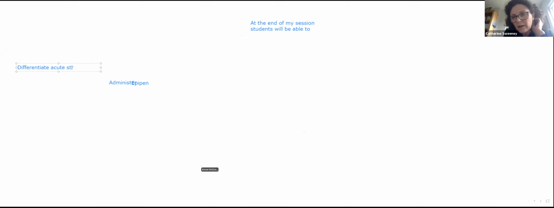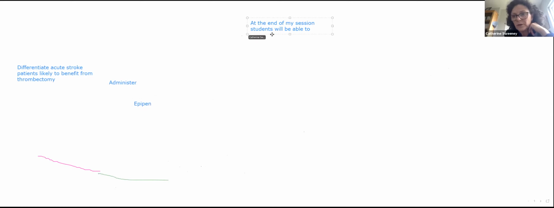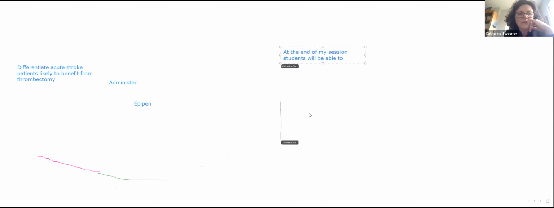I'm seeing administer EpiPen there, and that's more a psychomotor one. So I want you at the moment to think about the cognitive domain, things more knowledge based rather than something that they physically do. The first one I'm seeing there is differentiate acute stroke patients likely to benefit from thrombectomy. That is very much a cognitive one. Administering an EpiPen will be a great one to bring along to the psychomotor one. So instead of administer EpiPen, it might be calculate the dose, or something like that, which is what you're looking at in the cognitive domain.